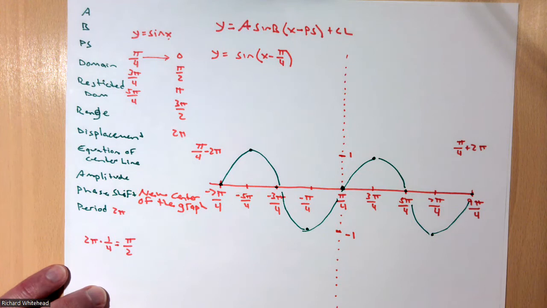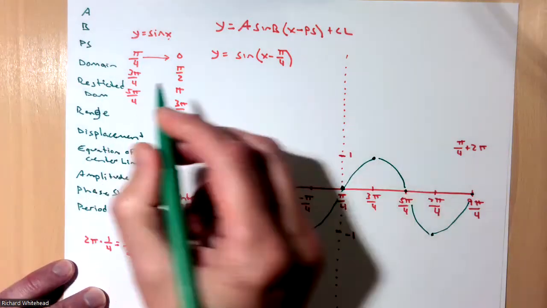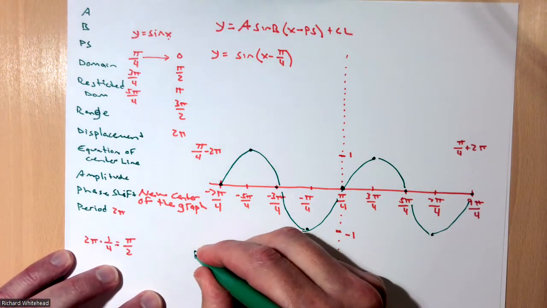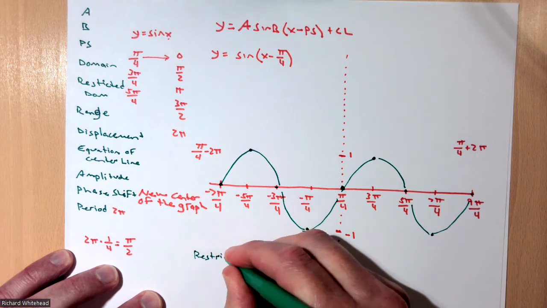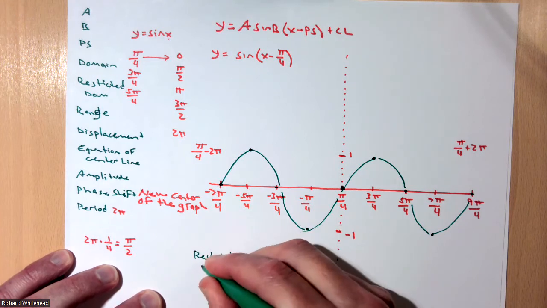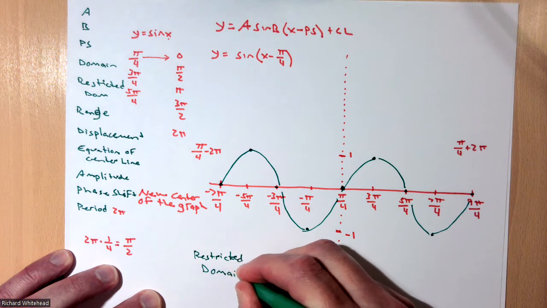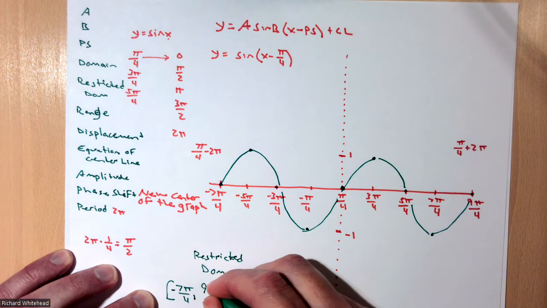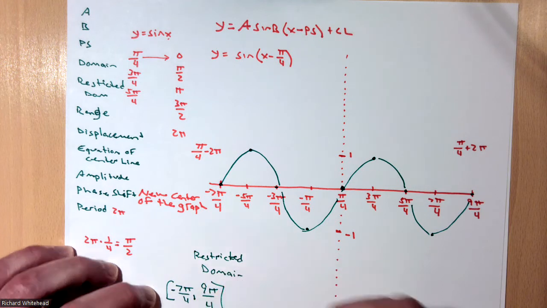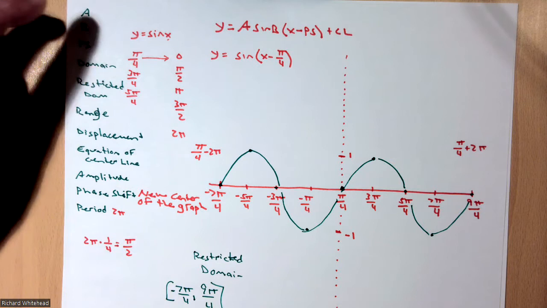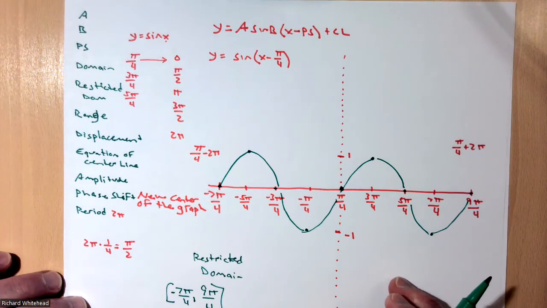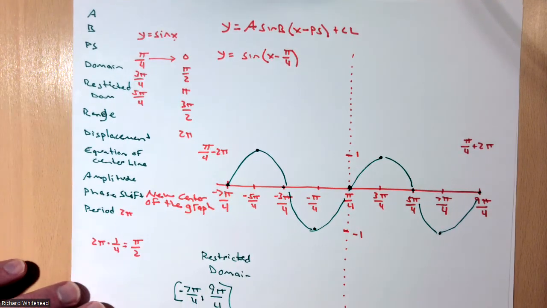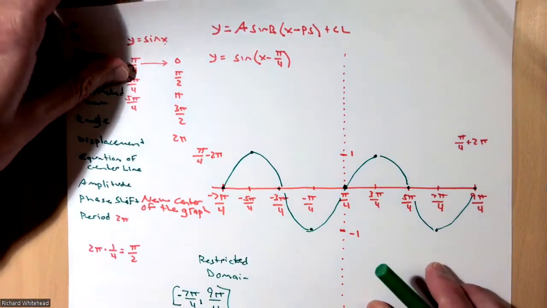You're thinking, okay, how much does all this really affect? Well, here's what it affects: the restricted domain, which is our endpoints, is just negative 7 pi over 4 to 9 pi over 4. In terms of answering all these questions, that's about the only big deal there. See what I'm saying?